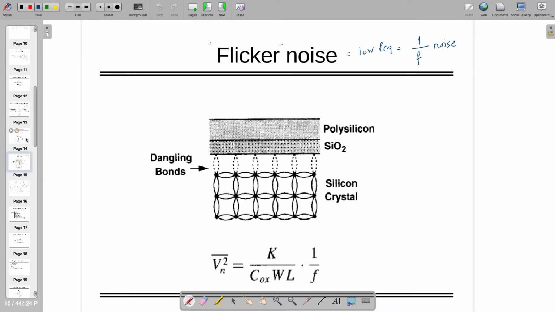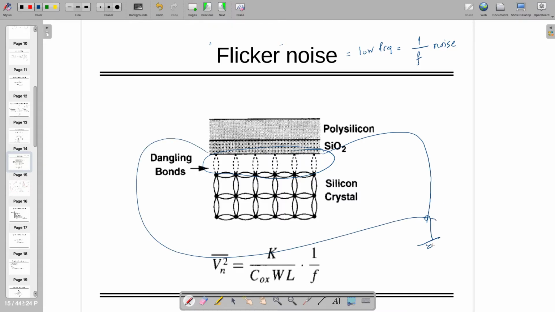This is what I wanted to explain here. At low frequency, those extra charges will be trapped. Can you see? It's only polysilicon, silicon dioxide, and silicon crystal. There is nothing like a drain and source right now. If that is the case, they are trapped here. If I connect drain and source here, which is grounded, the charges will be pulled out. You understand this?